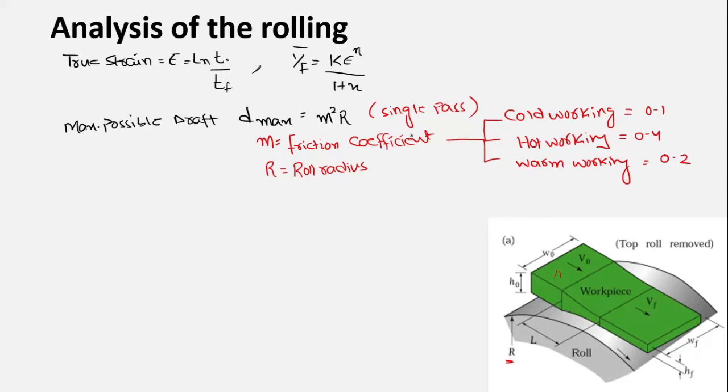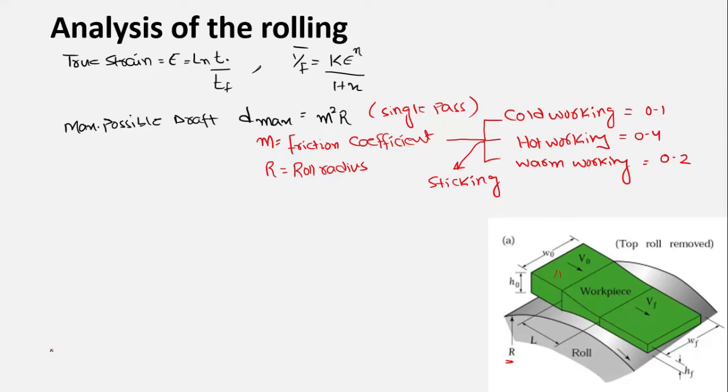Hot working, because of this friction, is also called sticking, because the material starts to adhere to the surface of the rolls. The material starts to stick to the surface of the roll or the tool, whatever tool we are using. That is why hot working is also termed as sticking. Now, based on this flow stress and maximum possible draft, we have the dimensions of our workpiece.